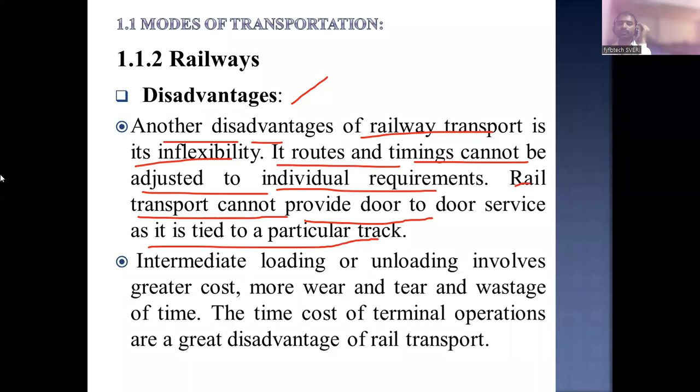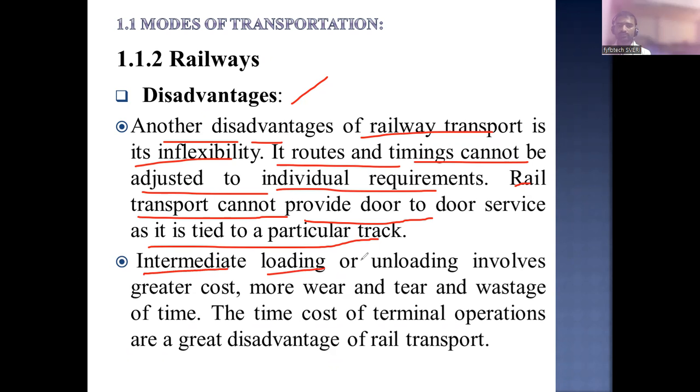When you compare roadways and railways, roadways provide door-to-door services, but railways do not. Through the roads, you can go from one village to another village, from one door to another door, one house to another house. But in the case of railways, you cannot have door-to-door services. You have to go as it is tied to a particular track. Railways move on a particular track. They will not move from one house to another house. They move only on a particular track.